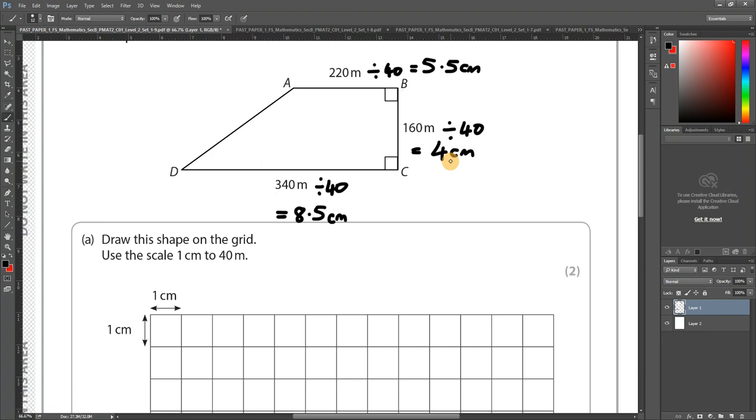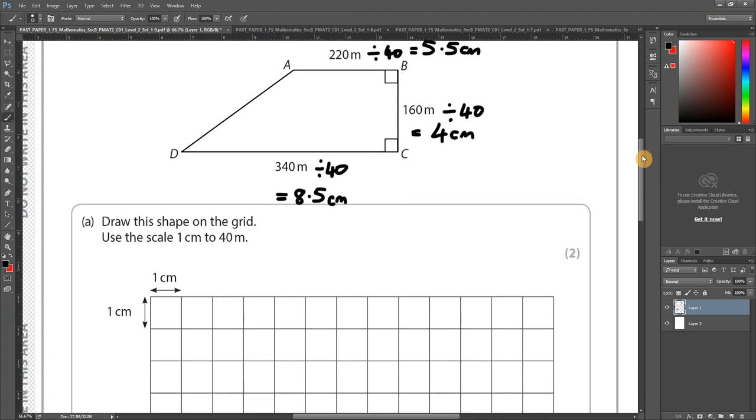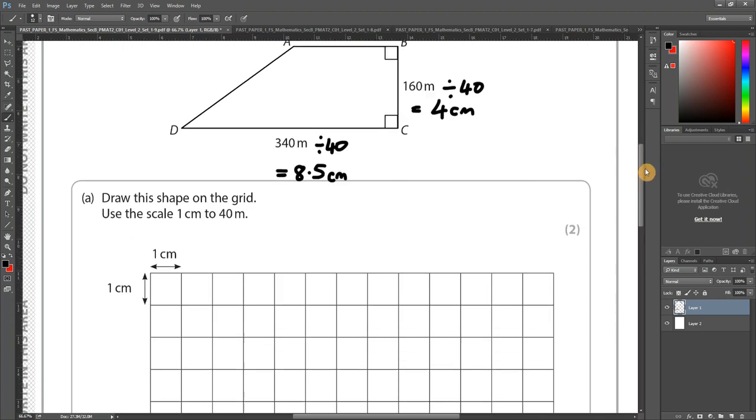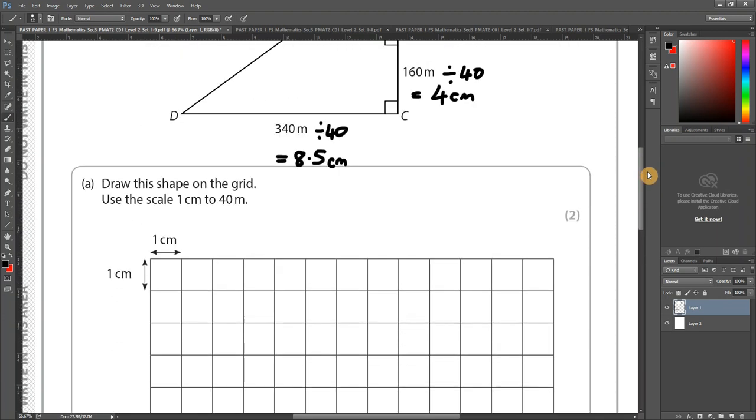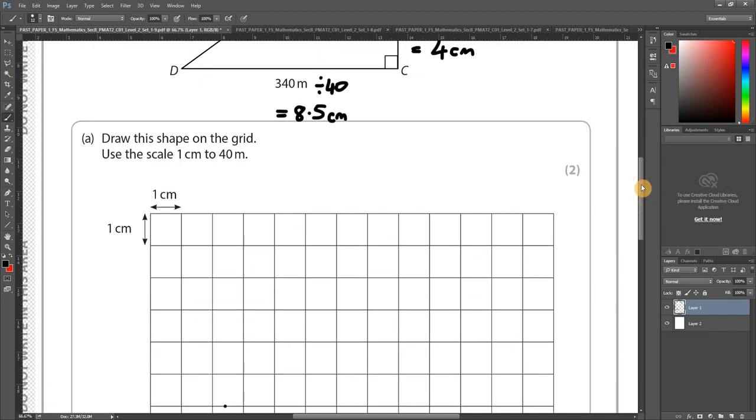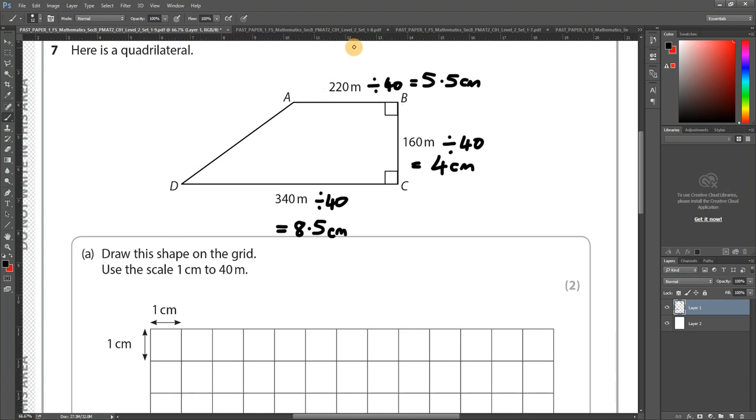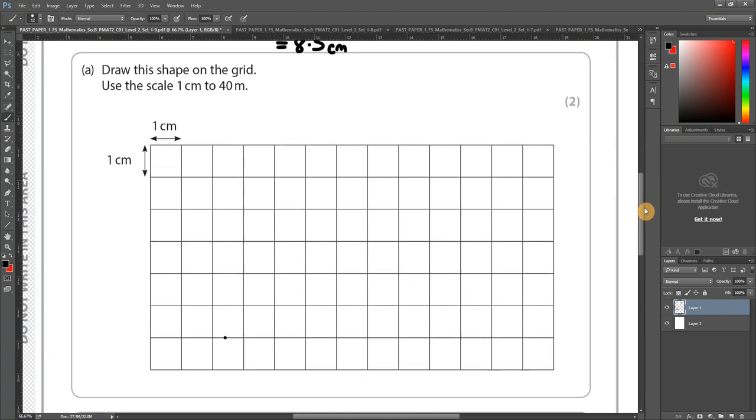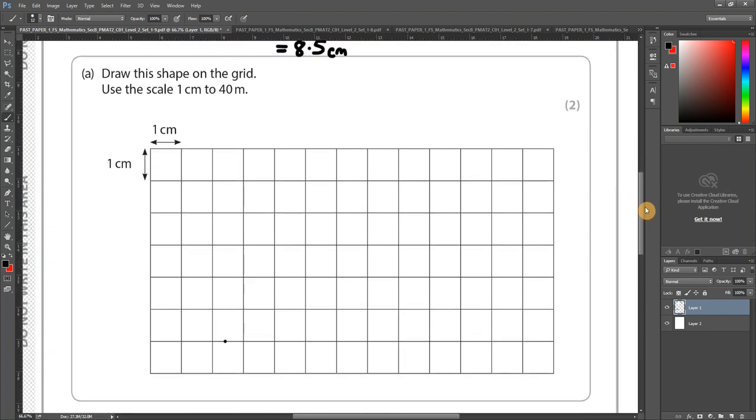So, how to start this off? Well, me personally, I would do the base near the bottom, so that's going to be 8.5. Just start it there and do 8.5 across, and then from that I'm going to go up and do the top bit, and then join the top and bottom with the diagonal. The diagonal will be the last thing I do. So I'm going to do this. Just give me a couple of seconds and you should see the final result in a moment.